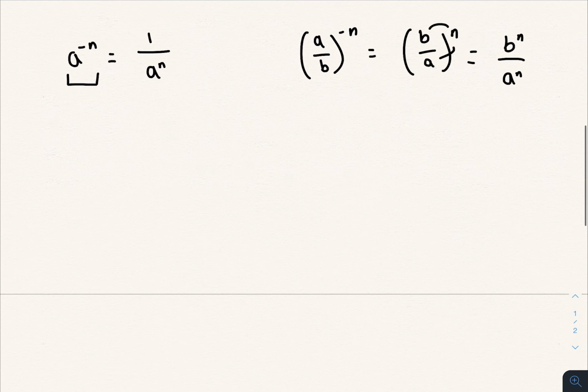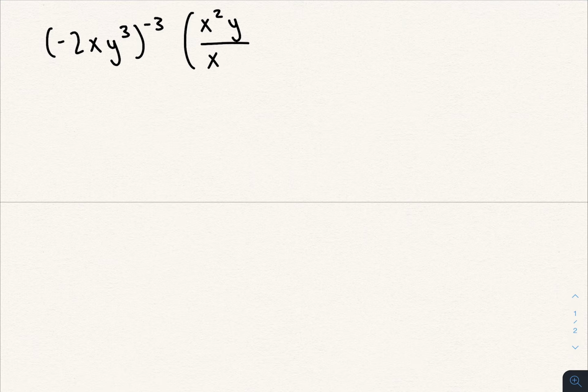Okay, so let's just try an example. Negative 2xy to the power of negative 3, and everything to the power of negative 3, times x to the power of 2 times y over x times y to the power of 2, and everything to the power of negative 4.